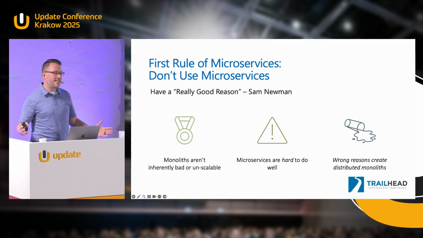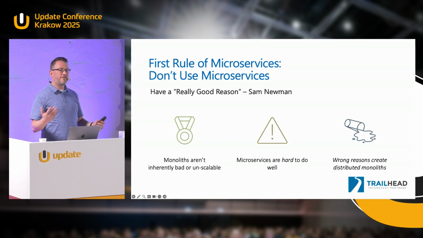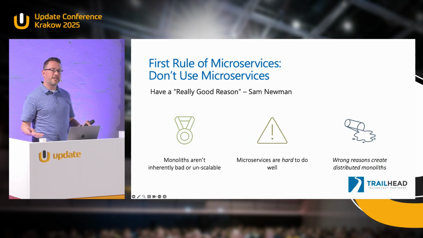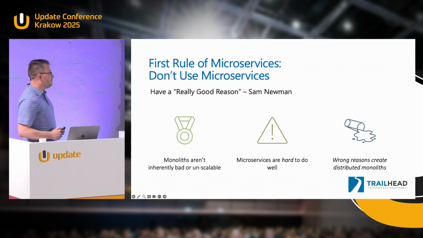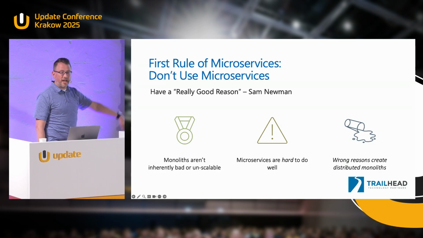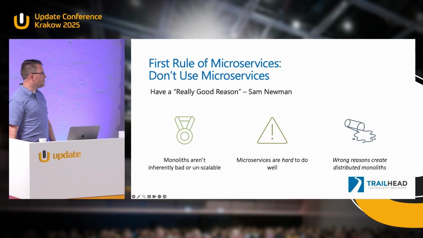The joke in the industry is that a good software engineer will answer every question by saying, it depends, right? And that's somewhat true, based on the fact that not every architecture is a good fit for every need. Sam Newman, who's written quite a bit about microservices architecture, and is a big fan, I should say, of microservices architecture, says that you should only do microservices architecture if you have, quote, a really good reason.